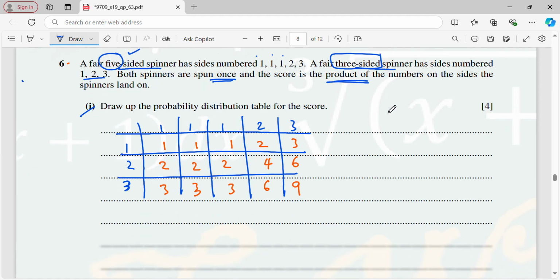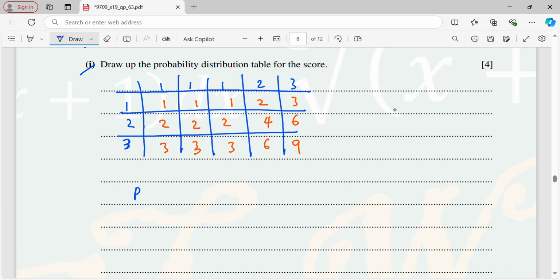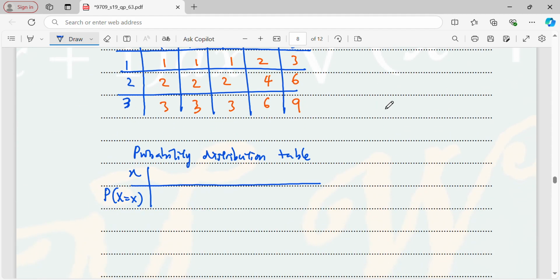Now, the probability table, the probability distribution, this is the x, this will be the scores. Okay, I let the x be the scores.